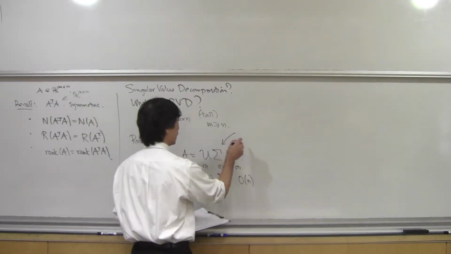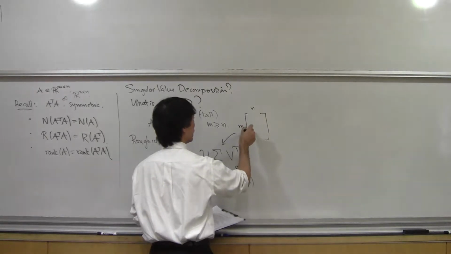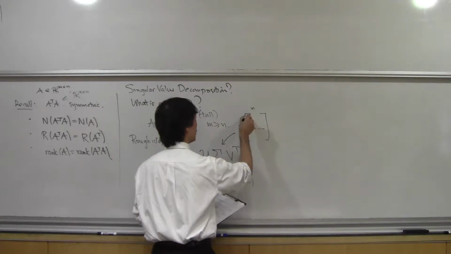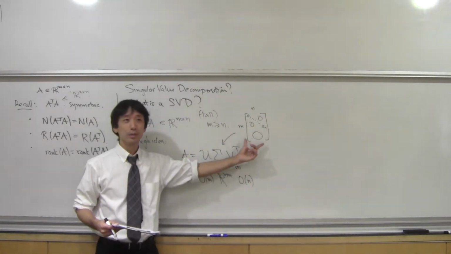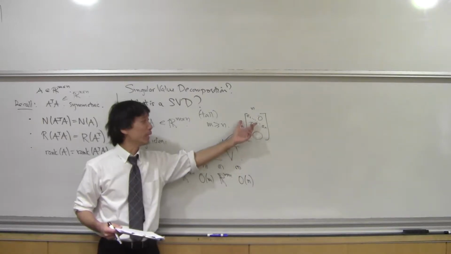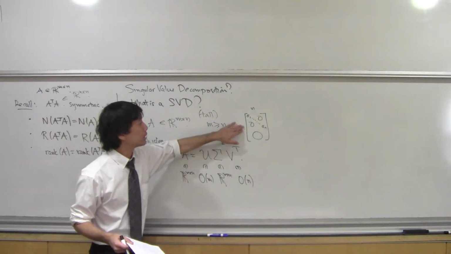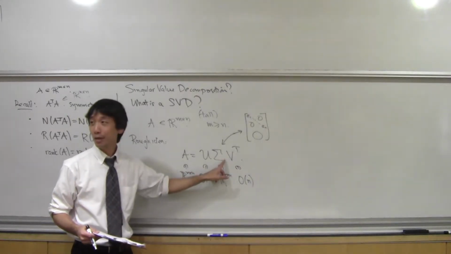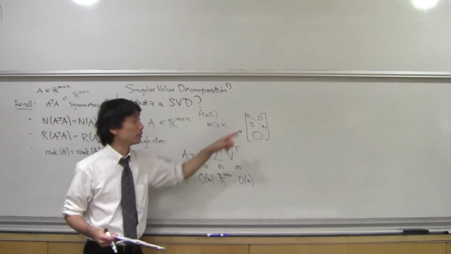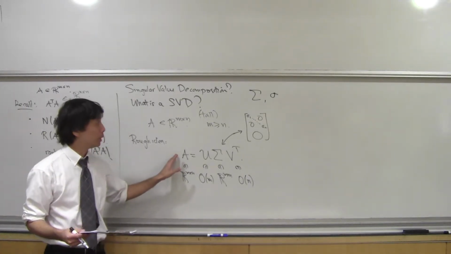Further, this guy in the middle is an m by n matrix, but better than that, it's a quote unquote diagonal matrix. The top part of it is diagonal, and the bottom part of it is 0. So it's sort of the closest thing you can get to a diagonal matrix that's rectangular. Those guys are sigmas. Those guys are little sigmas, and the matrix itself is a big sigma. That's basically it.